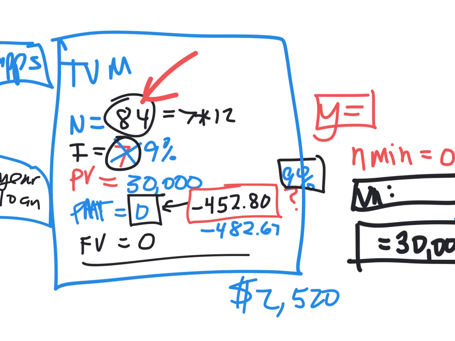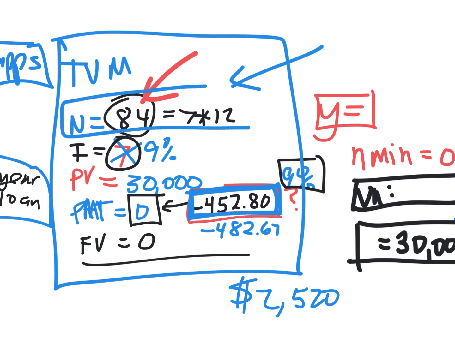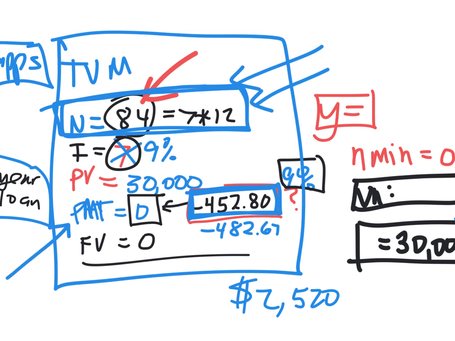You ready for the answer? The TVM solver, this app, is used mostly to figure out your payments or to figure out how many months it'll take to save up. If you already were told the payments, then you don't need the TVM solver, unless you need to figure out how many months it's going to take. So those are the two questions it'll answer for you: how many months will it take, or how much should the payments be? That's what that's good for. That's a very good question.